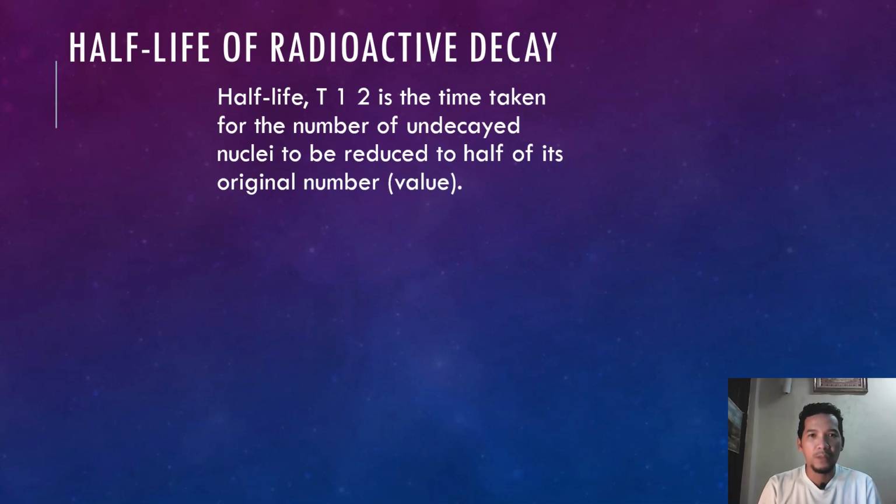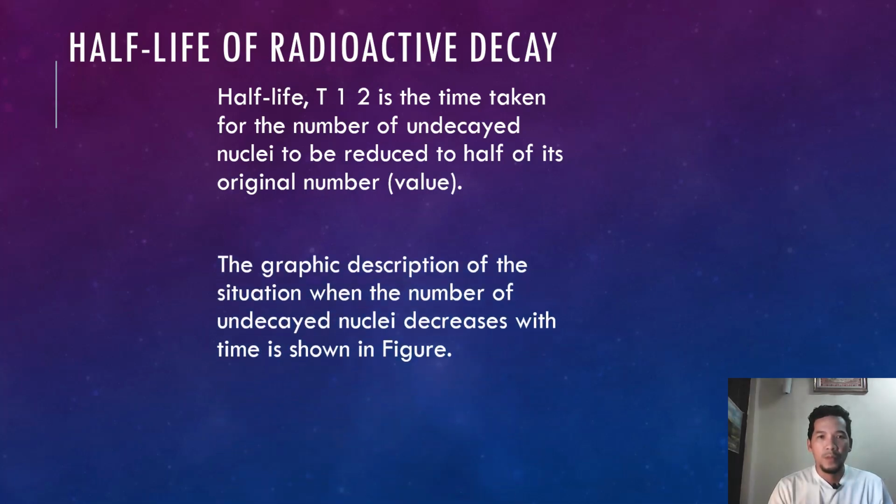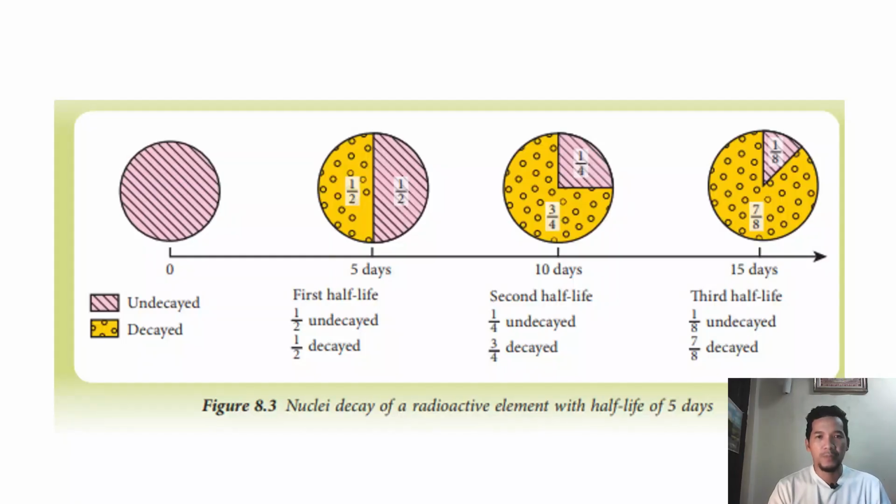So, half-life in radioactive decay. The half-life is the time taken for the number of undecayed nuclei to reduce by half. The graphical description of this situation, when the number of undecayed nuclei decreases with time, is shown in the figure. This is an example. It will take 5 days for the first half-life, the second is 10 days, and the third half-life is 15 days.